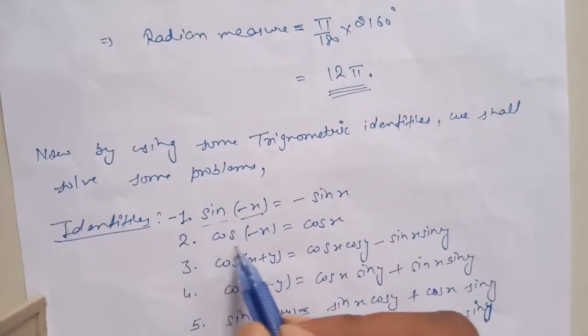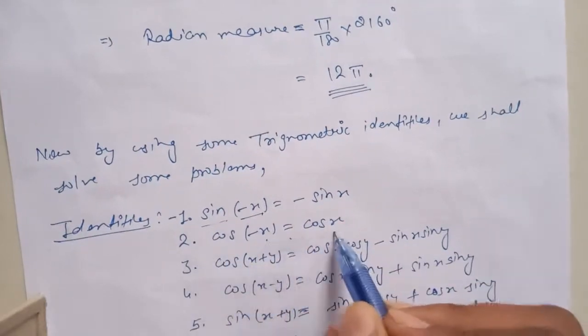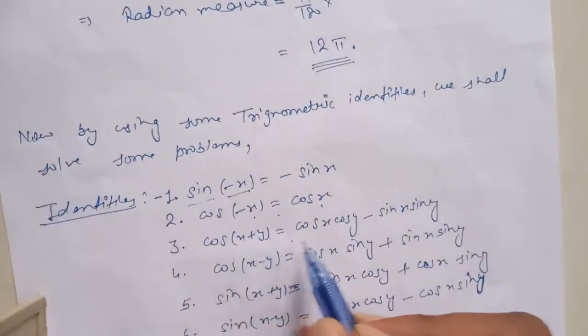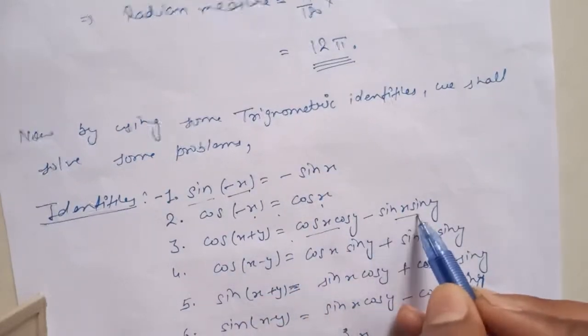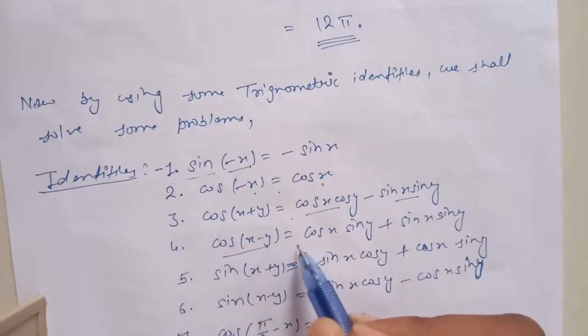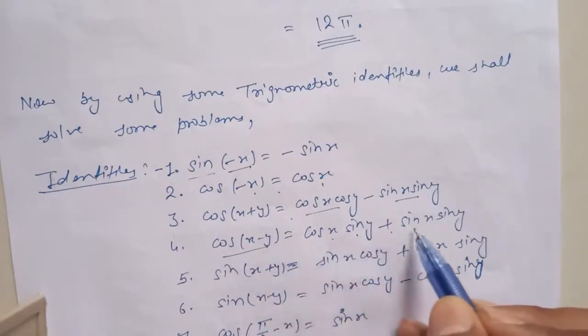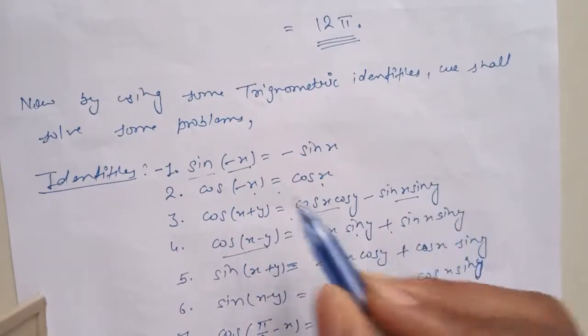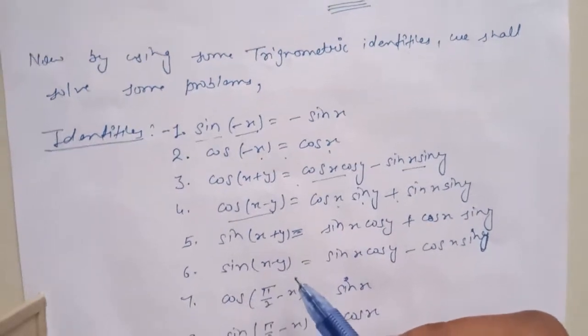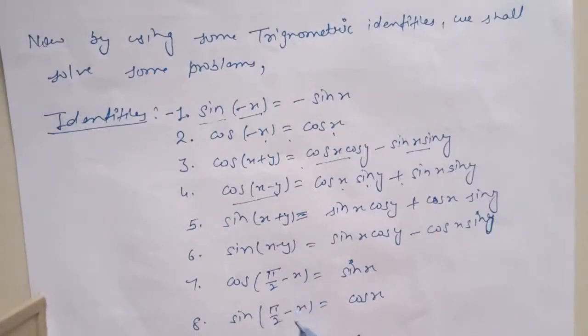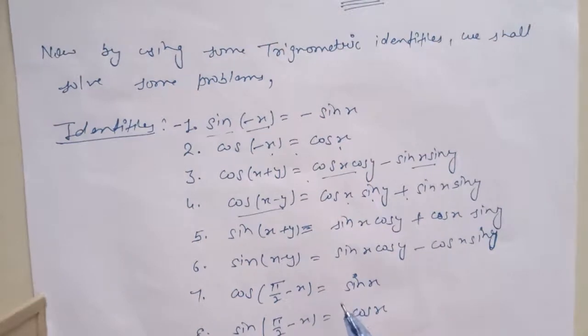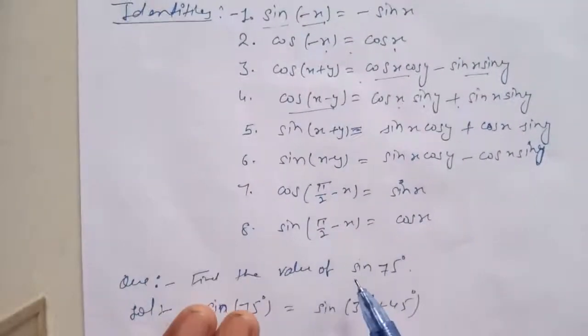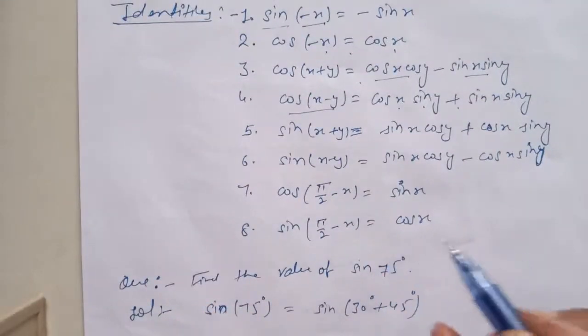Second, cos of minus x is equal to cos x. Cos x plus y is equal to cos x cos y minus sine x sine y. Cos x minus y is equal to cos x cos y plus sine x sine y. You all have to learn these properties first to solve trigonometric functions or questions, otherwise you will not be able to solve these questions.